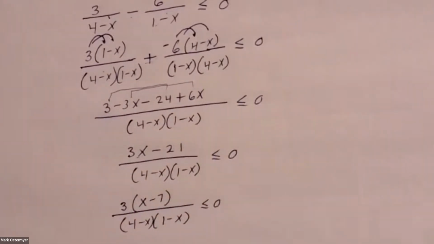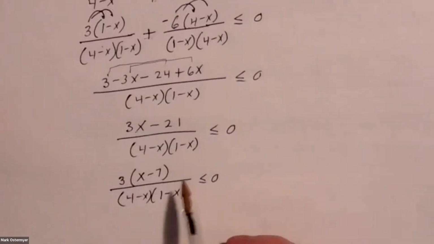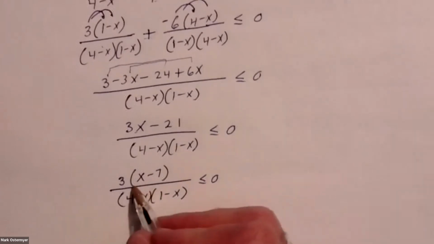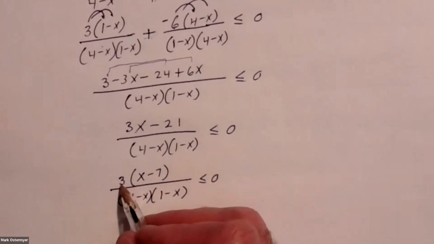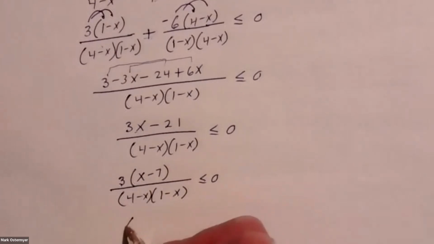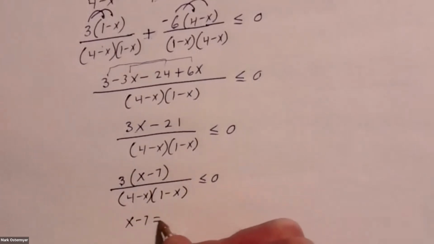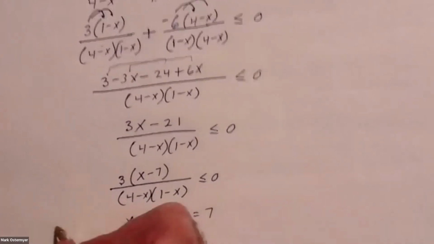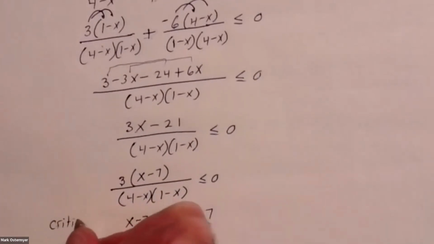All right, now I need to find critical values. And critical values are found by setting our variable factors in both the numerator and the denominator equal to 0. So don't bother setting 3 equal to 0. That makes no sense. So x minus 7 we set equal to 0. Solve for x, we get a critical value that is 7. So that's a critical value.